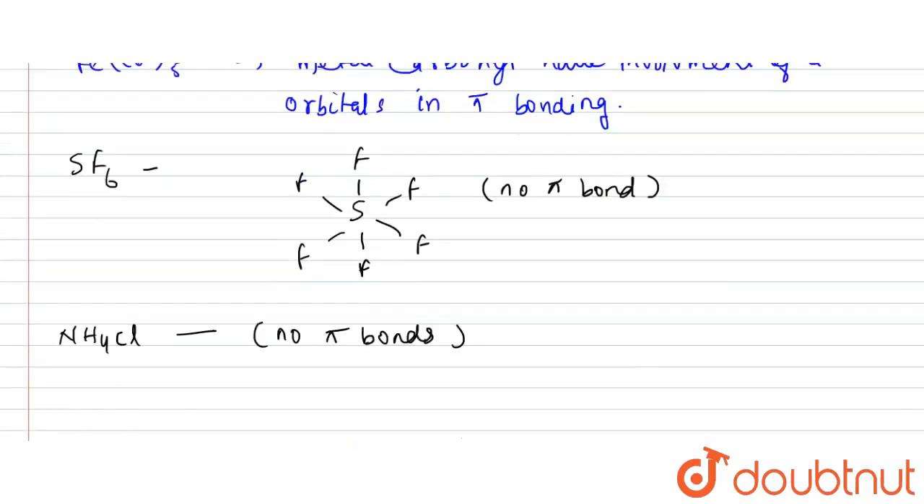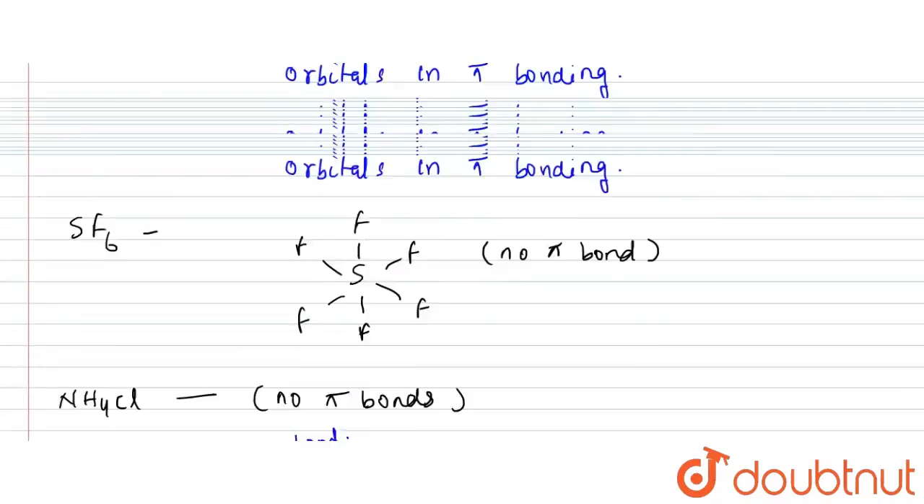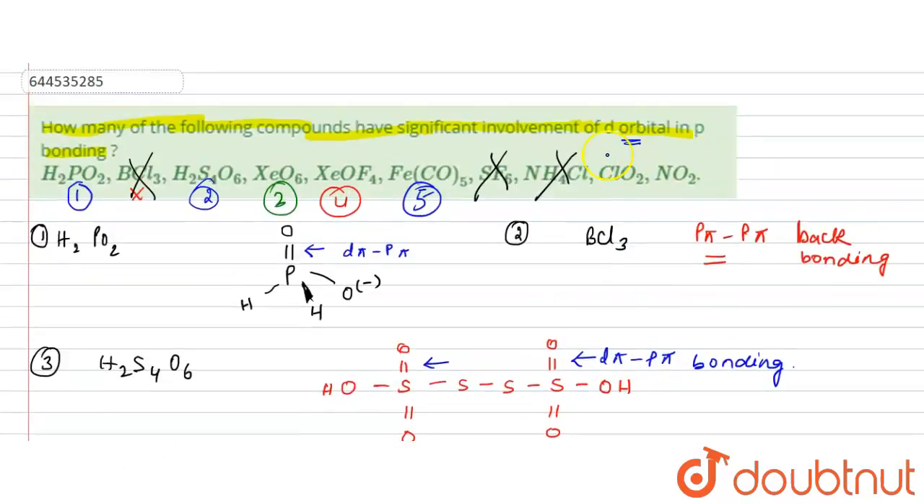Now let's see about ClO2. In ClO2, the structure looks like this. You have chlorine here, then there is double bond O, and then finally there is oxygen, and these are the lone pairs, and finally you have the negative charge. Again you can see very well that there is involvement of d pi p pi bond. So ClO2 is having d orbital involvement in pi bonding. So yes, it will be counted as the sixth one.